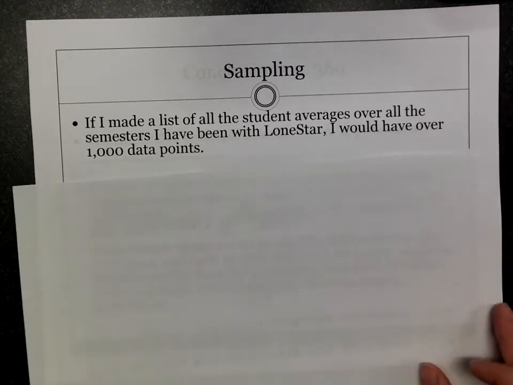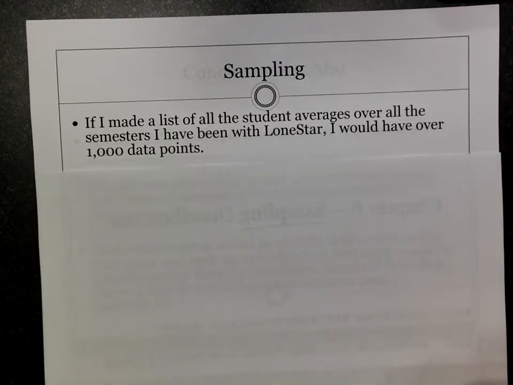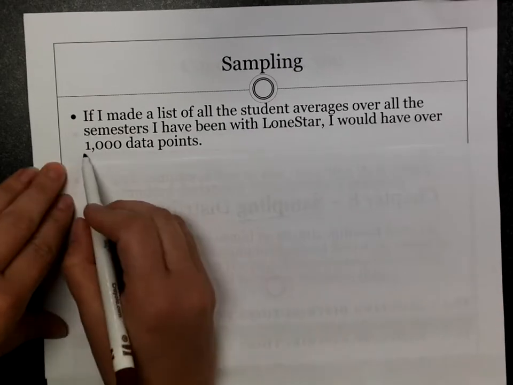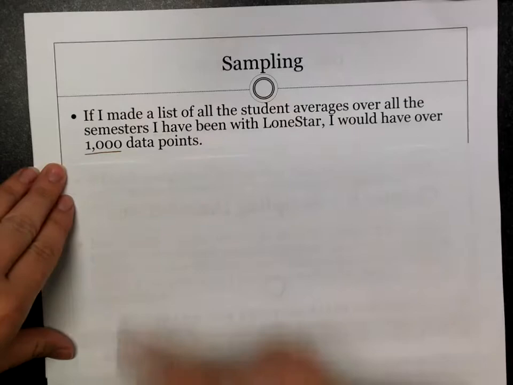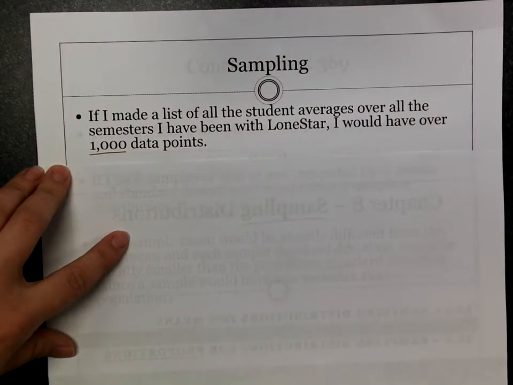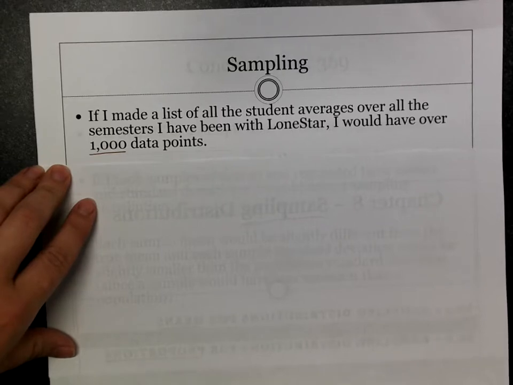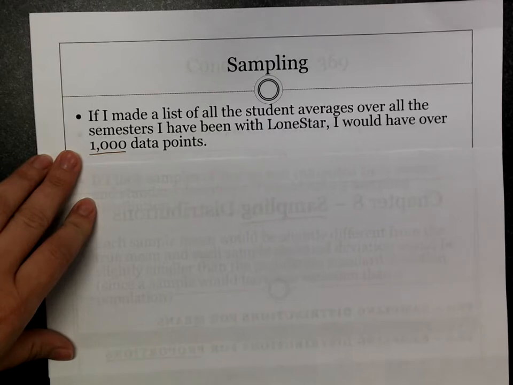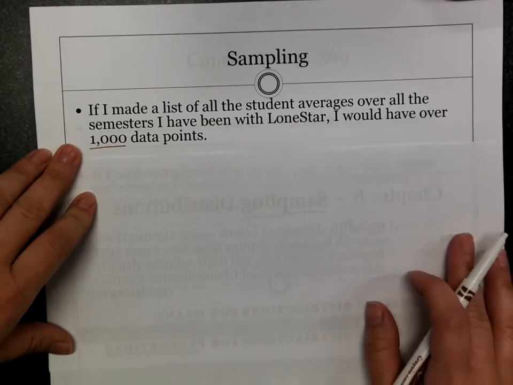So if I made a list of all the student averages over all the semesters I've been here with Lone Star, I would have well over 1,000 different data points. So I had a big long list, maybe in Microsoft Excel, of all the semester averages I've ever had from all the different students I've had over all the semesters. So that would be my population. I have over 1,000 data points in my population.